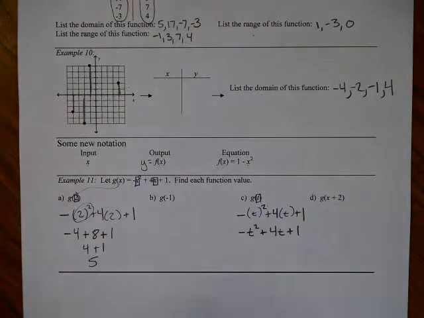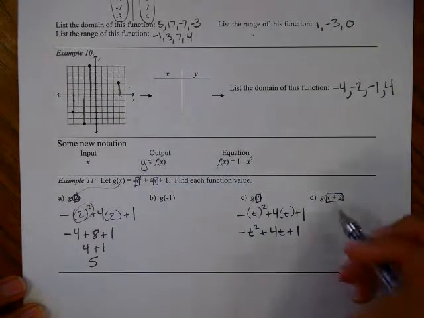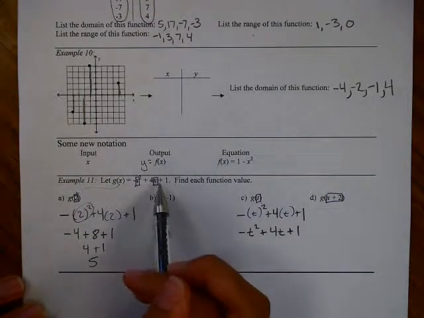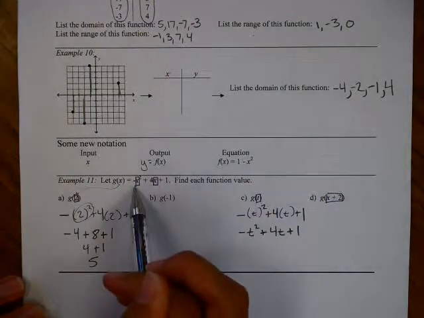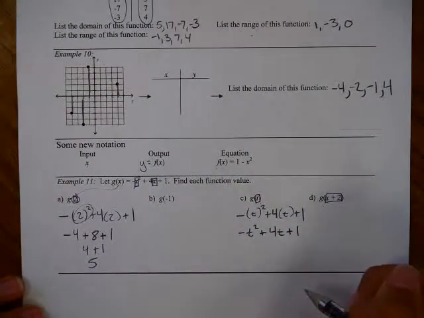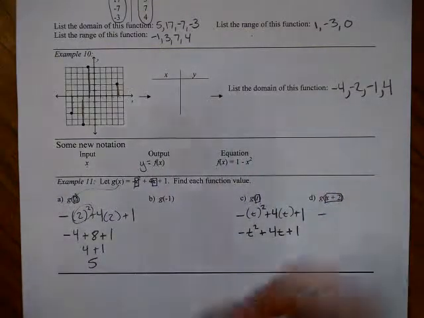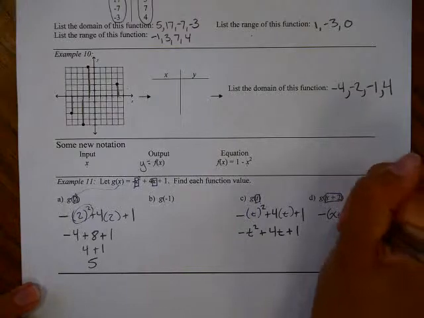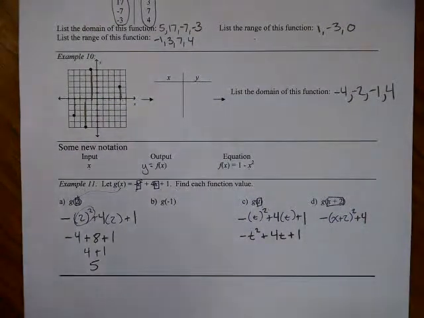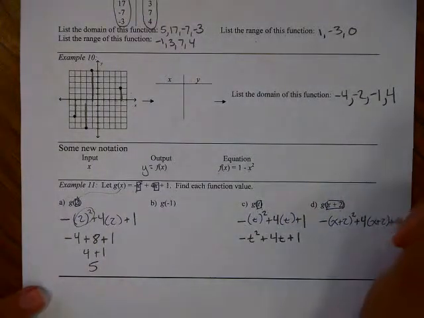And in this last one, x plus 2 is what they would like to plug in. Now again, don't get thrown off. Even though the variable that they used before was an x, we are going to take this x out and replace it with x plus 2. So we end up with negative (x plus 2) squared plus 4 times (x plus 2) plus 1.